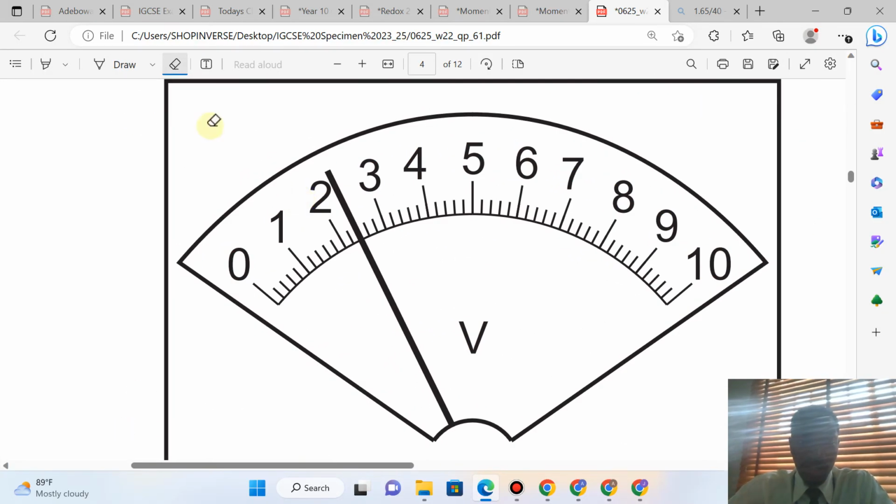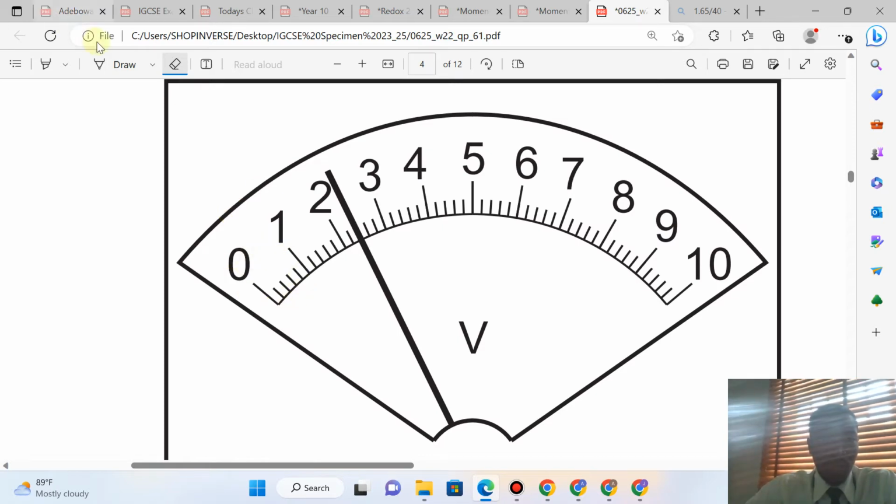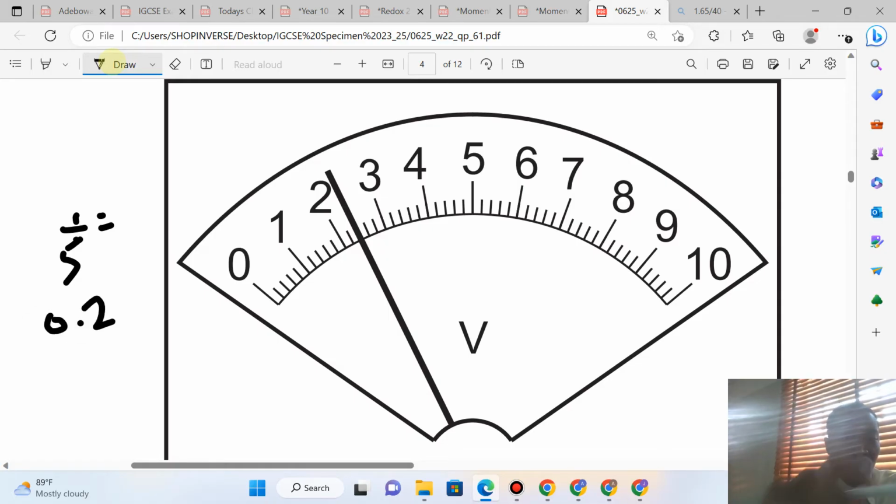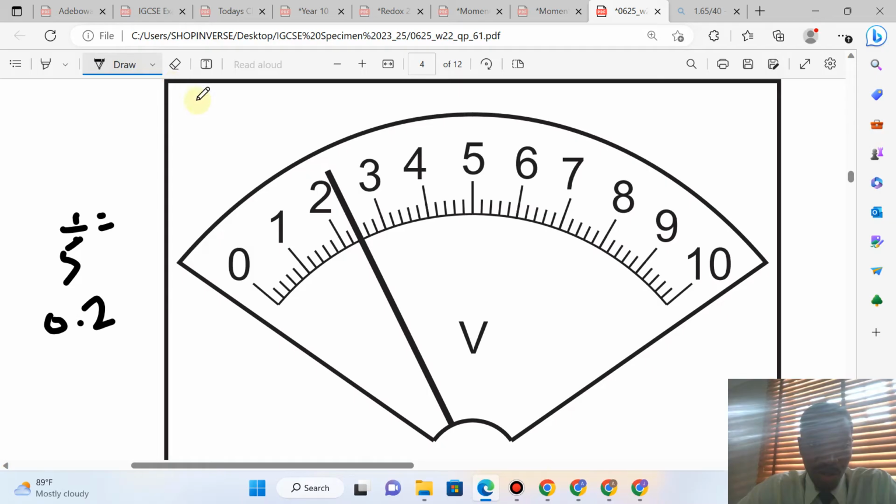So if you look between 0 and 1, we have 5 divisions. So if you do 1 divided by 5, this will give us 0.2. That means each smaller division is 0.2 units. Good, so this is 1, this is 2.